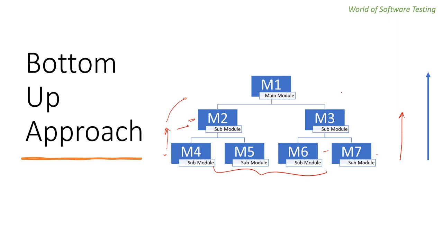As M1, M2 and M3 are under development, they are not ready for testing. So if we want to call M4, M5, M6 and M7 from M2 and M3, we would need some simulator or program which will call the M4, M5, M6 and M7 modules. These programs are called drivers. So drivers are basically dummy programs which are used to call the functions of a lower module in the case when the calling function does not exist.